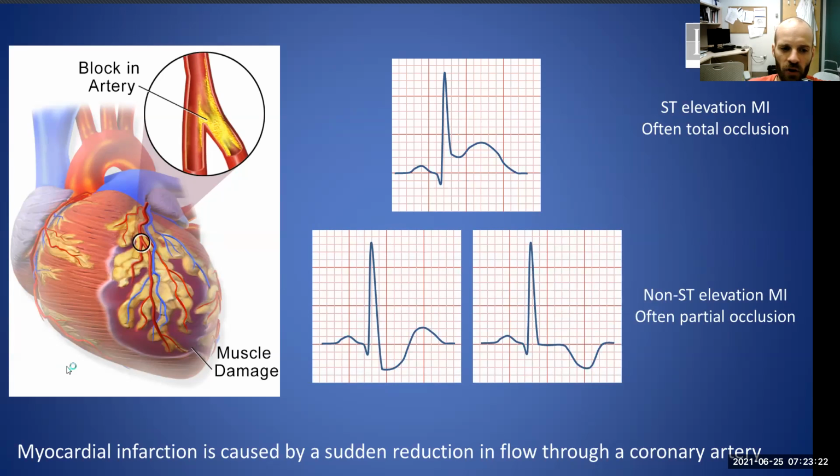On the other hand, if you've got a sudden narrowing, but there's still a little bit of blood getting through, that often leads to ECG patterns where you get ST depression, or sometimes acute T wave inversion. So the T waves, instead of being upright, are pointing down instead. So we call that a non-ST elevation myocardial infarction, which is often a partial occlusion rather than a full occlusion. Either way, these are the patterns that are commonly seen during a myocardial infarction: ST elevation, or ST depression, or T wave inversion.